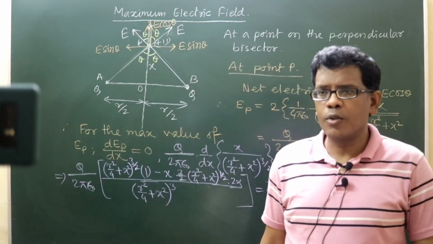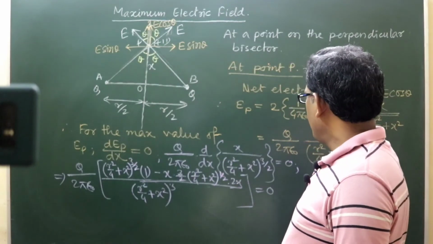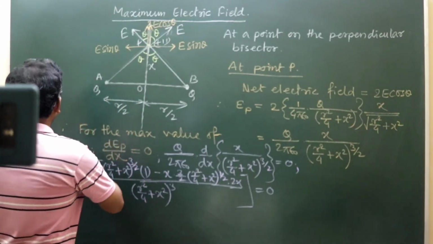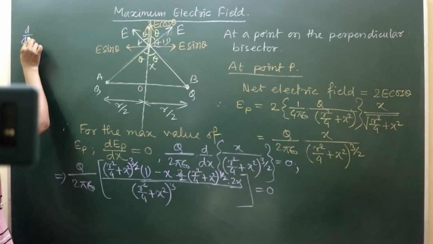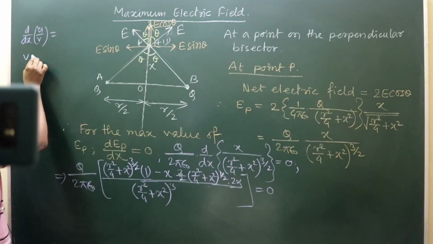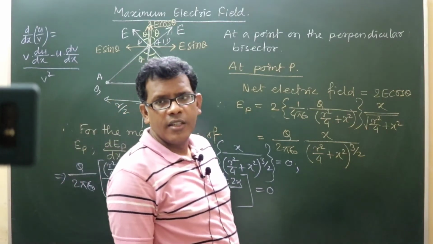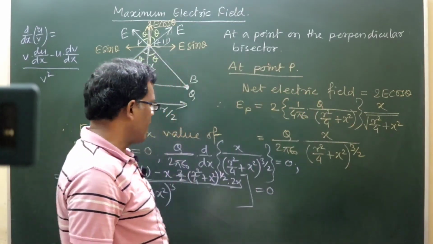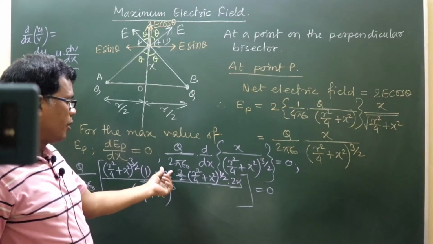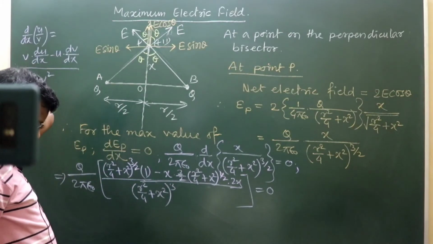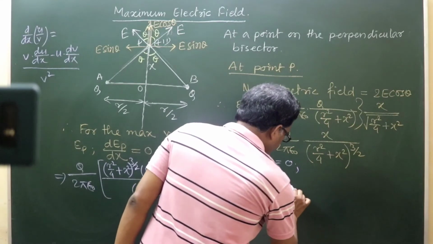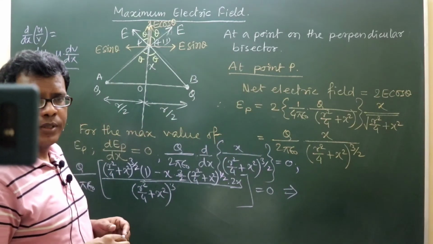Anybody of you having any doubt in this differentiation? What is the formula of u by v differentiation? d/dx of u by v, what is it? It is v. So I have done that, first I have kept the denominator v, differentiated u, then minus, kept u, differentiation of v is done. So this is equal to 0, first derivative. So that means the numerator can only be 0.